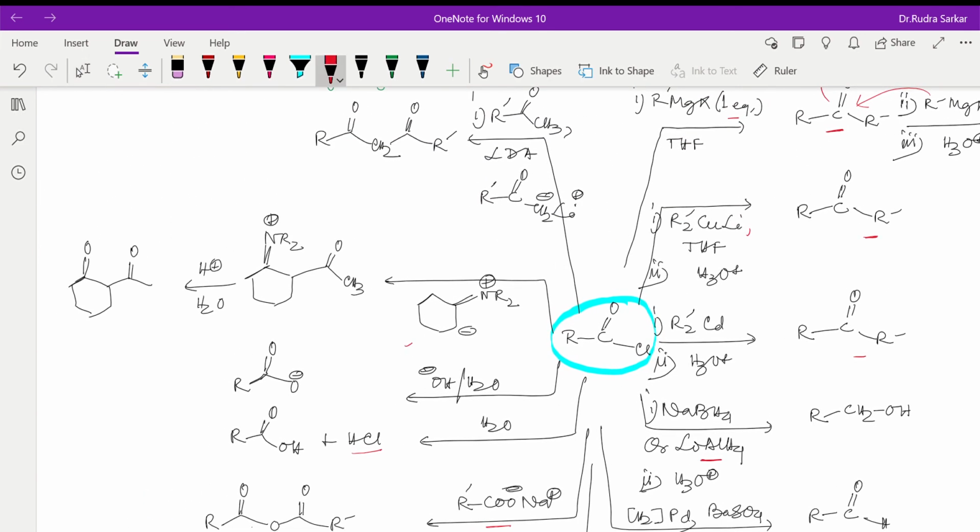This is an enamine. Now, enamines can make a nucleophilic attack to this carbon that closes in, opens up to a tetrahedral intermediate, then again comes back, and that's how the Cl goes away. Then further hydrolysis. So this is a good method to make 1,3-dicarbonyl compounds.